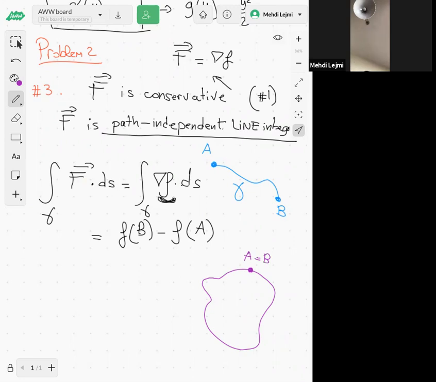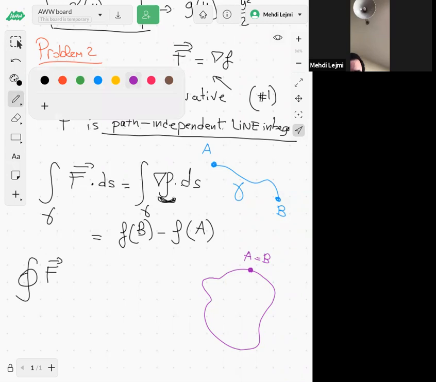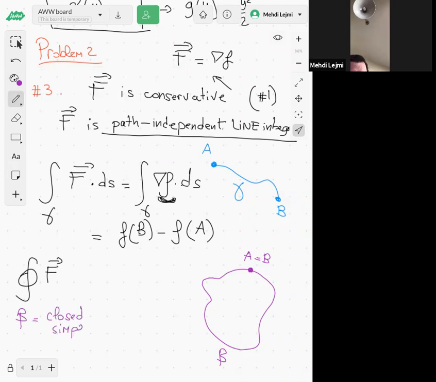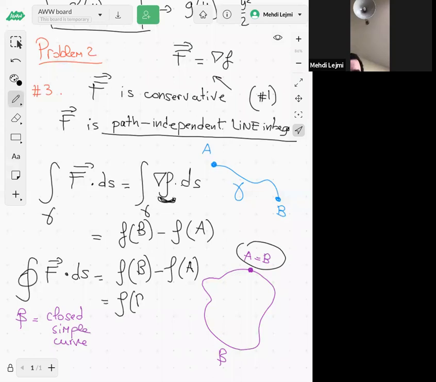The initial and terminal point are equal. They are the same point, right? So if you use this formula here, and you have this vector line integral along this closed curve, let's say this is beta. Your beta is a closed simple curve. Again, you get F of B minus F of A, right? But the thing now is A is B. So this is just F of B minus F of B, so this is just 0.